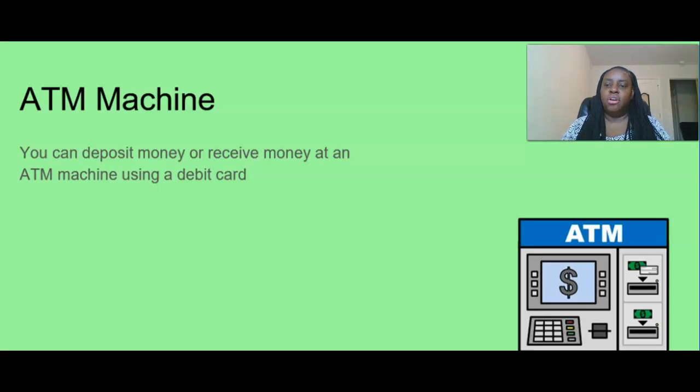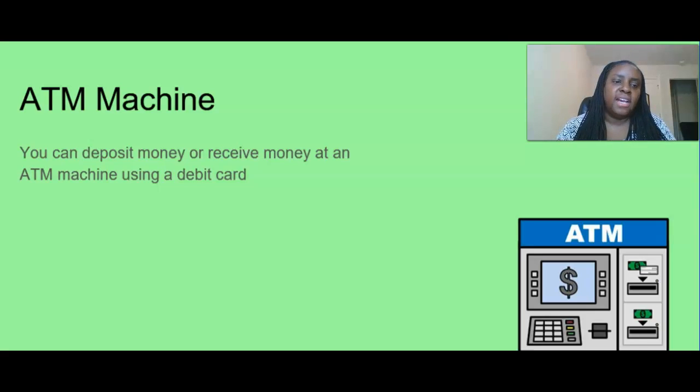You can take this card and put it into the machine, and how much you can withdraw depends on how much money you have in your account. So if you put $50 in there last week and today, in another week, I want to get $20 out, you put your card in there, follow the necessary steps, and you'll get $20 out.